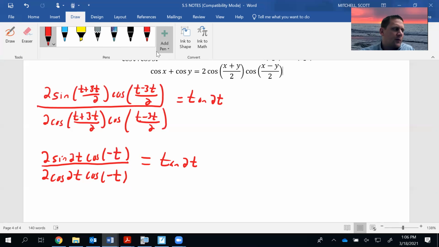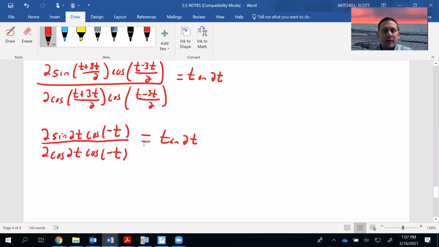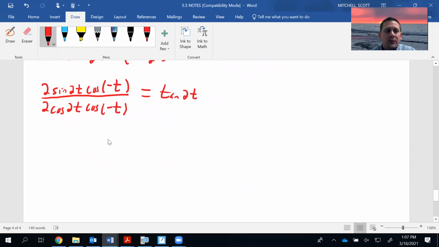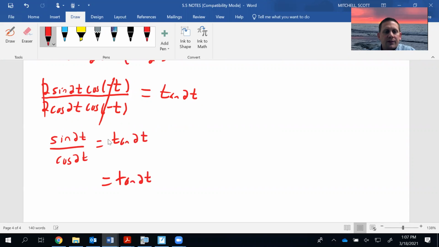All right. So now we want to look and see what we can do here on the top and the bottom. Let's take a look at what we have from top to bottom. This is multiplication, so anything that's the same can cancel. So we're going to cancel the 2s, and these are the exact same thing, so we can cancel those. Really, all I have is the sine of 2t over the cosine of 2t. And from the quotient identity, I think we're done. This is just the tangent of 2t. So we've now verified our identity.